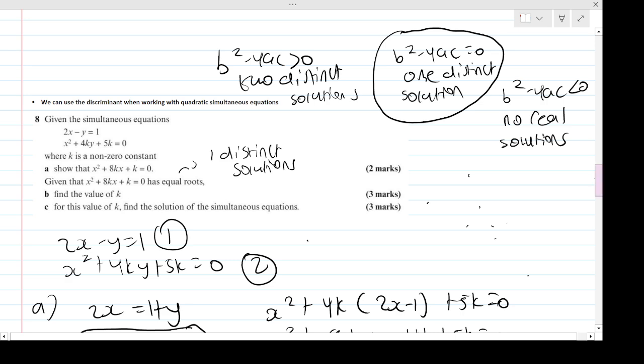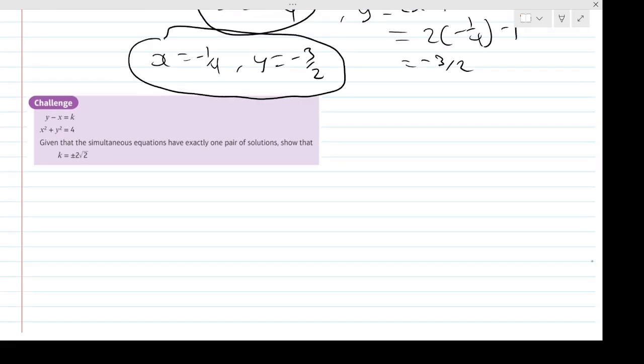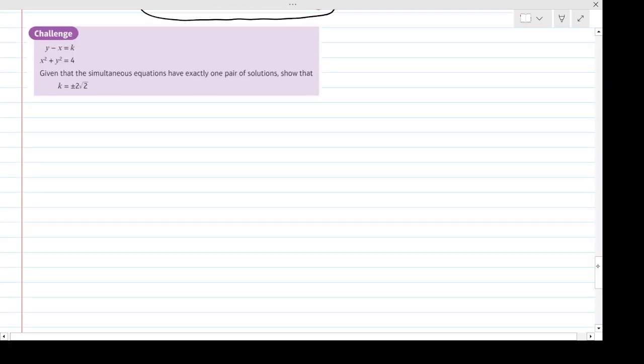Okay, final question I'm going to leave off, which also deals with discriminant. Again, try not to get the circle in the box. So it's a challenge question, but it's not that bad, right? From the textbook, but it's not that bad. Perfect, it could be asked in the exam, really. But let's have a look.